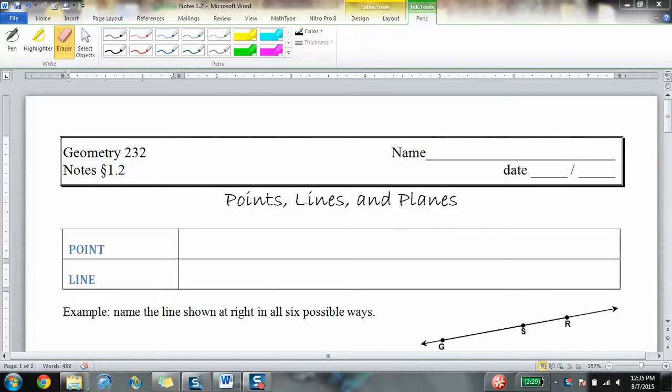This is section 1.2 of geometry, points, lines, and planes. These are the fundamental elements of geometry. This is where we start the course.